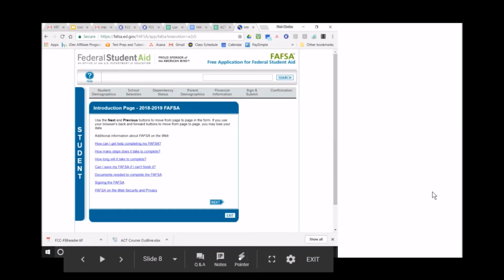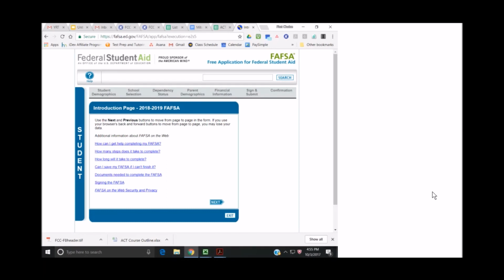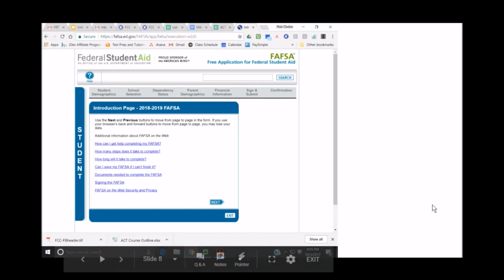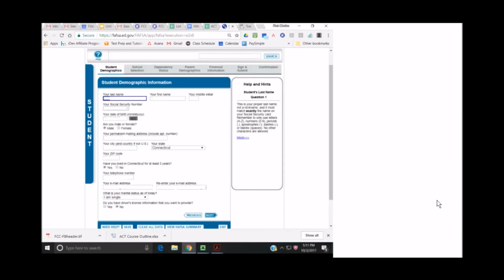Then the next screen just lists the sections and gives you some questions and resources. We can just click next and go through that. Now we're going to start with the student's demographic information, and this is fairly basic. The student's last name, and again, where it says your last name, it means the student, your first name, middle initial, social security number, date of birth, are you male or female, permanent mailing address, city, state, zip, have you lived here for 5 years? We had selected Connecticut, telephone number, email address.